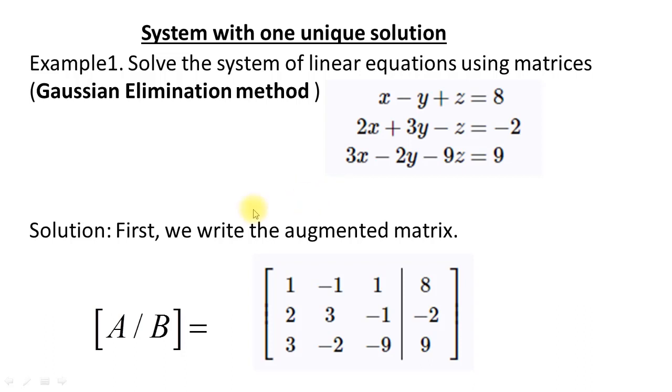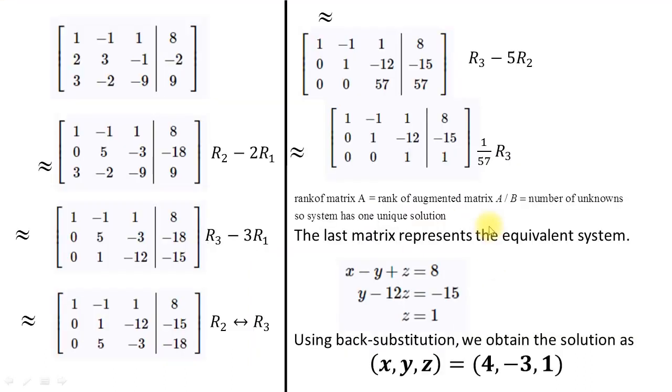First of all, write this system in matrix form and take the augmented matrix. This is the coefficient matrix and this is the constant matrix. So this full matrix is called the augmented matrix. Now perform row operations to convert this augmented matrix to echelon form. So this is the augmented matrix, and now subtract 2 times R1 from R2. We obtain 1, minus 1, 1, 8, 0, 5, minus 3, minus 18. Multiply the first row by 2 and subtract from R2.